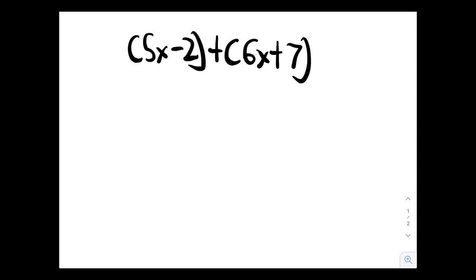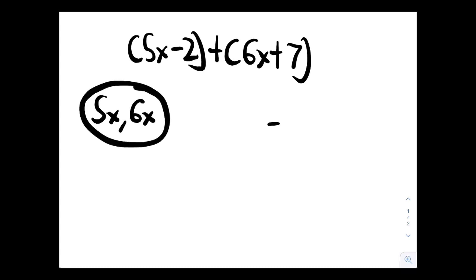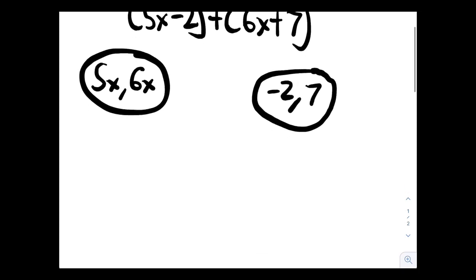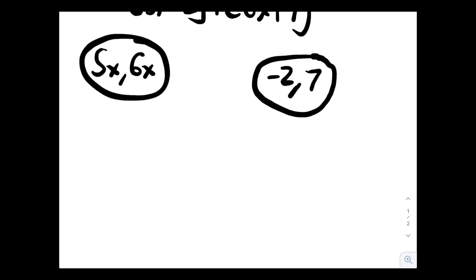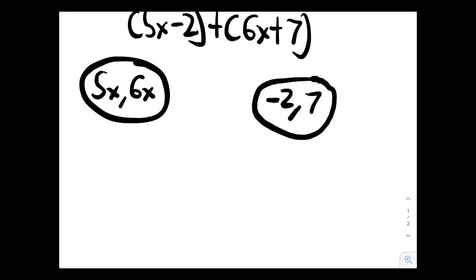Let's say we need to add these two polynomials together. So in this case, we have like terms here. 5x and 6x are a pair of like terms, and -2 and 7 are a pair of like terms. In 5x and 6x, they both have the variable x raised to a power of 1. In the second example, -2 and 7, they both have an invisible x raised to the power of 0.